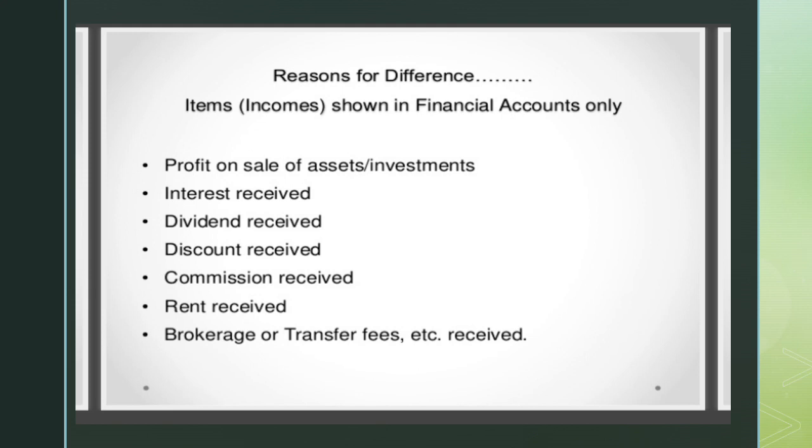The items shown only in financial accounts. Some items of income and expenses are included only in financial accounts but are not shown in cost accounts and vice versa. The following items are shown in financial accounts but not in cost accounts. The financial incomes like profit on sale of fixed asset, interest received on investment, dividend received on investments, rent, brokerage and commission received, premium on issue of shares, transfer fees received.